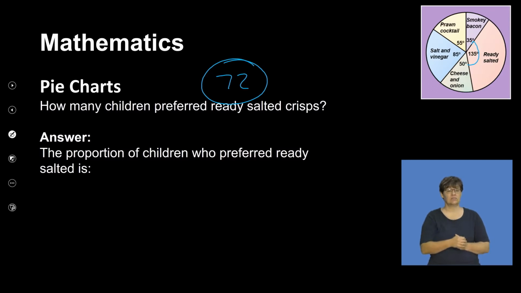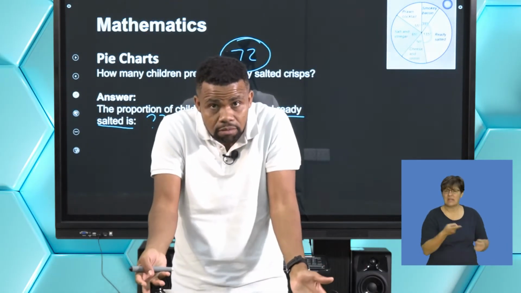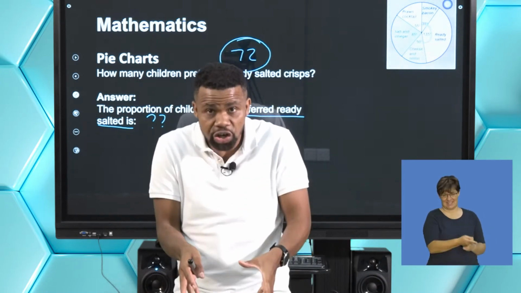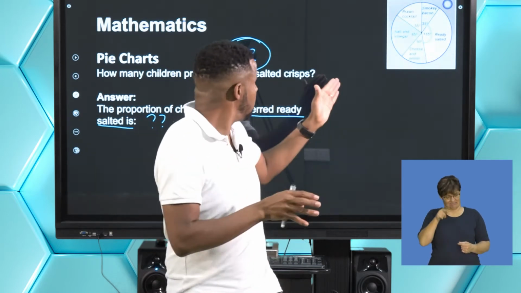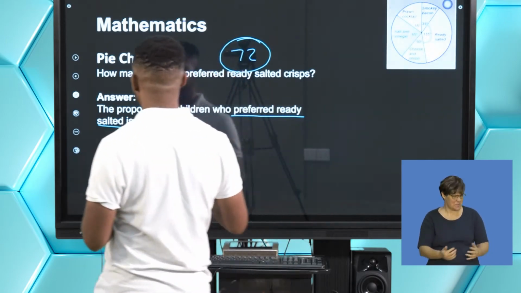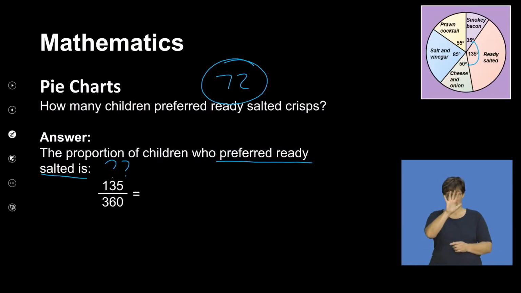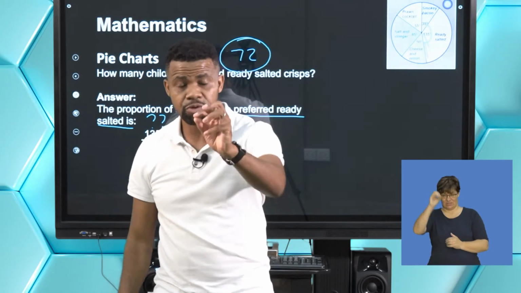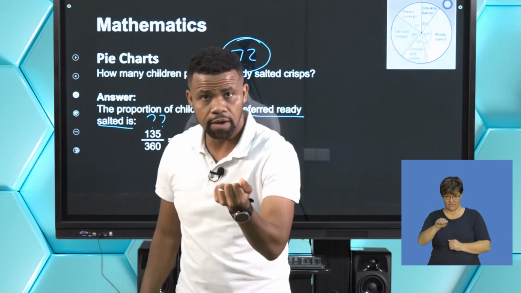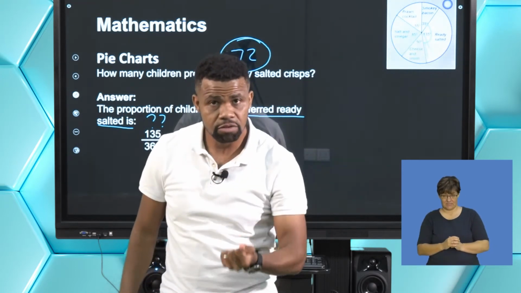The question is, what is the proportion of children who preferred ready salted? How many? We can't say 135 degrees. It's an angle. But how many? So we have to convert that angle into how many kids actually took ready salted. This is how we're going to do it. We convert the 135 degrees into a ratio. We know that the angles around the pie chart total 360 degrees. So it's 135 over 360.